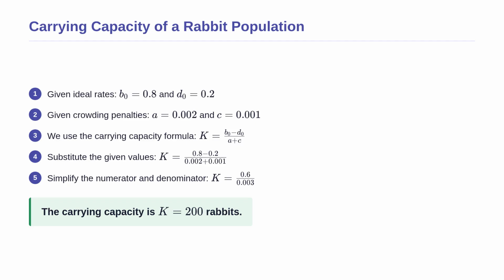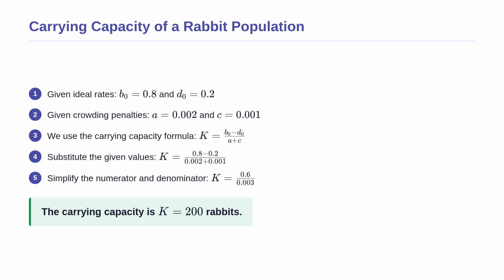Before we move on, let us see this with a concrete example. Imagine a population of rabbits living in a large meadow. We are given a maximum birth rate of 0.8 and a minimum death rate of 0.2. The crowding penalties are 0.002 for births and 0.001 for deaths. We need to find the carrying capacity to know how many rabbits the meadow can support.